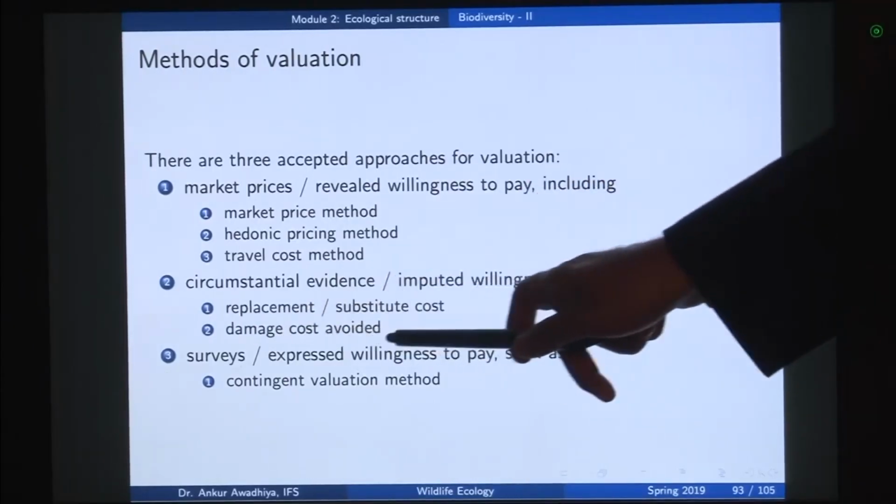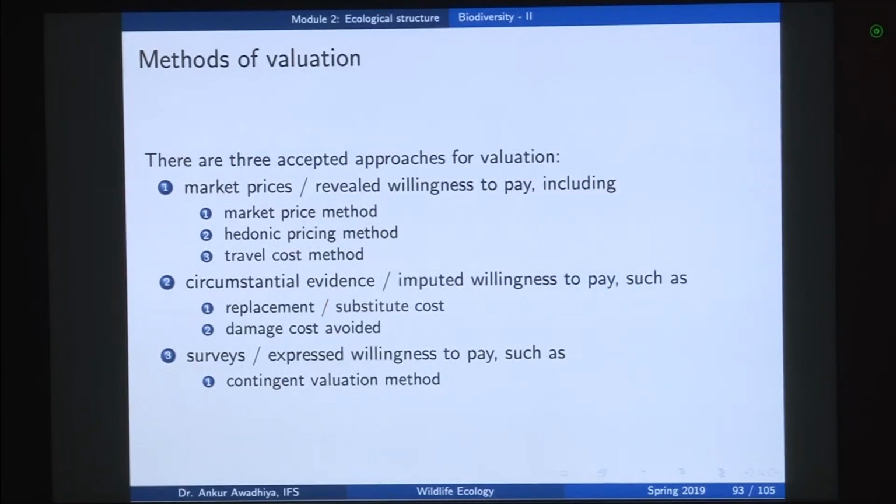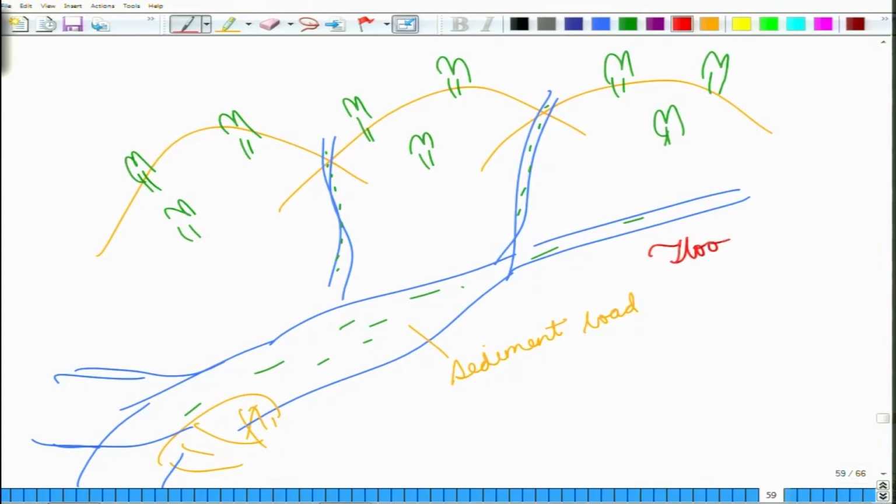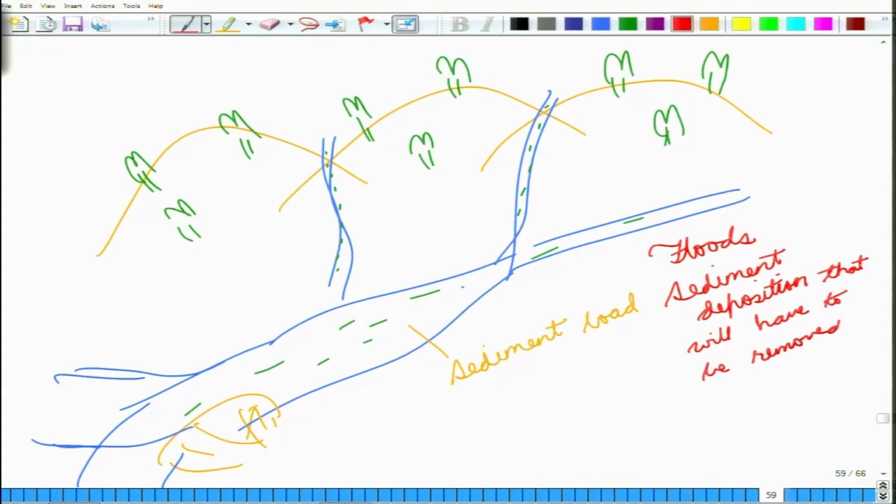Now, the damage cost avoided method would ask, if these forests are removed from here, what would be the level of damage that is caused? What would be our expenses because of floods? What would be our expenses because we will have the sediment deposition that will have to be removed? What will be the damage because of the death of fishes? What would be the damage because of loss of productivity of soil?